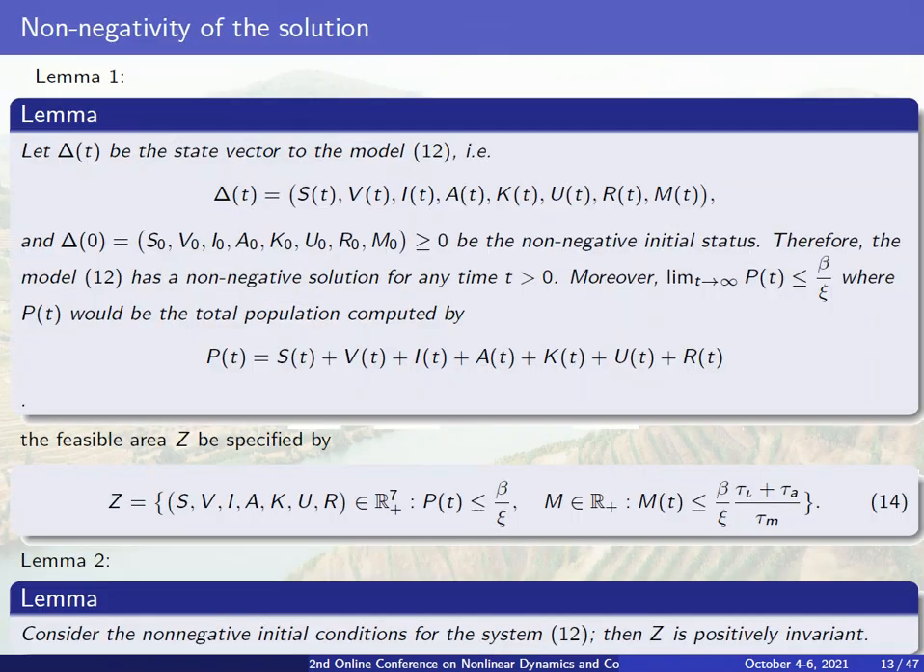Next, we describe lemma 1 and its proof and show the above model has a non-negative solution for any time greater than 0. Moreover, the limit of capital P of t when t tends to infinity is less than or equal to beta over psi. In the next lemma, by considering the non-negative initial conditions for the system 12, the feasible area Z specified by equation 14 is positively invariant.